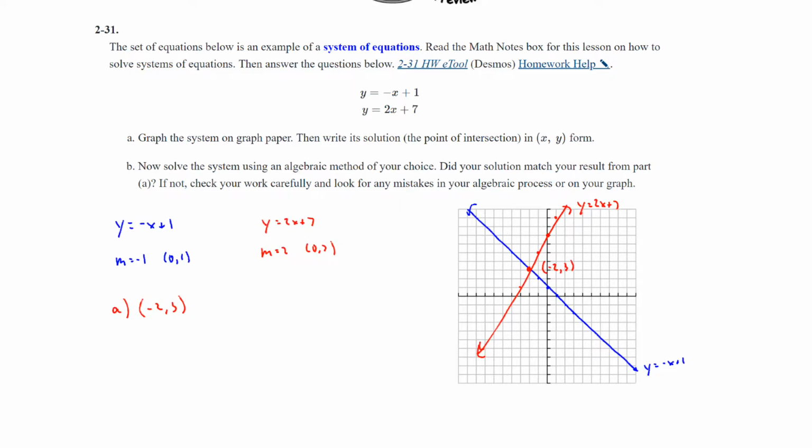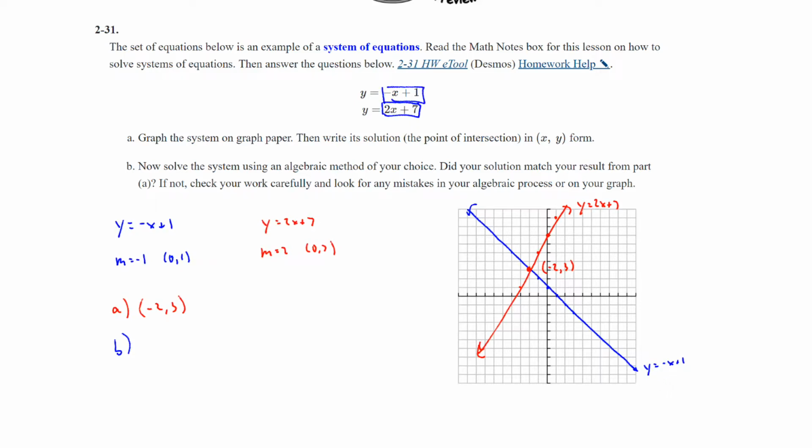It satisfies both equations. On part B, it says, now solve the system using an algebraic method of your choice. Did your solution match your result? If not, check your work carefully and look for any mistakes. So one way we can do substitution or elimination, or the equal value method. And this would be a good one for the equal value method.